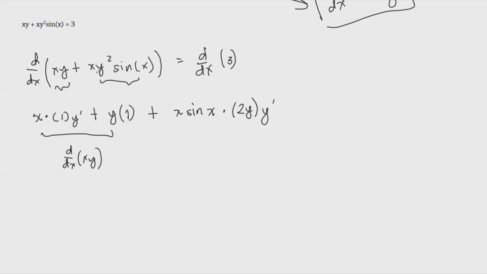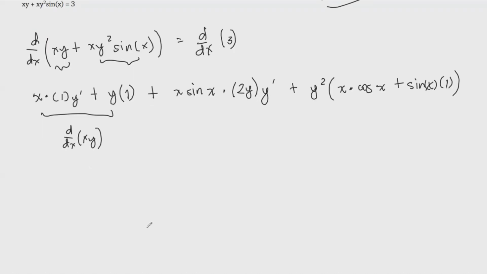So we're done with the first part of our product rule, and then we add x, and then we add y squared, and then we multiply this with the derivative of x sine x, which is also a product rule. So in this case we have x times cosine of x and then plus sine x times, we multiply this with 1 since that is just x. So finally, what we have here is of course equal to 0 since the derivative of 3 is equal to 0.